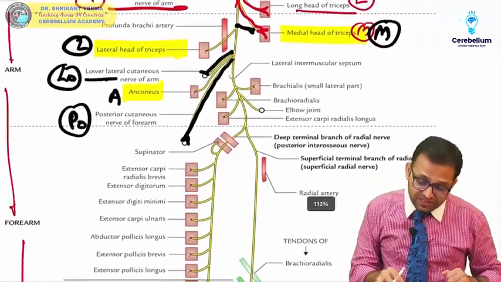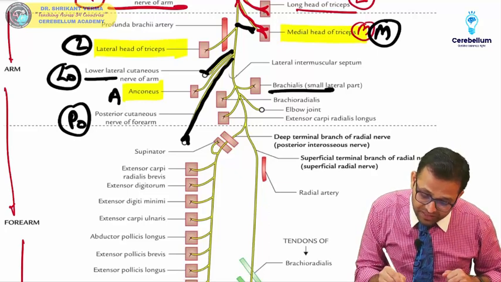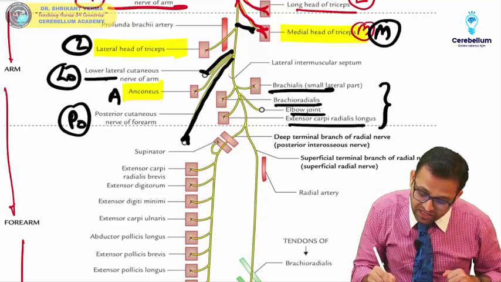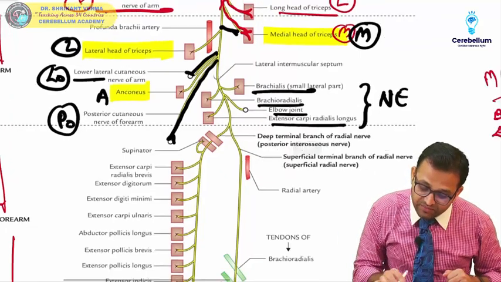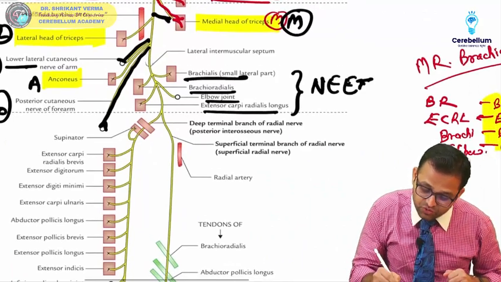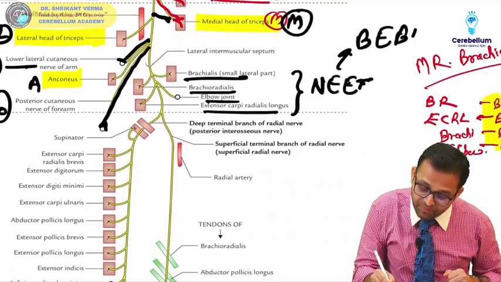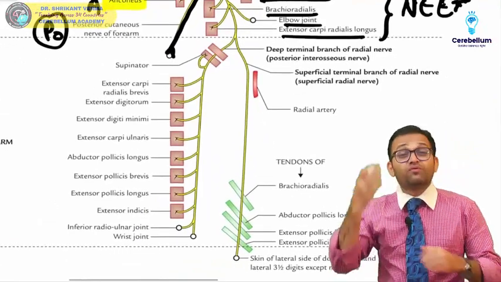Now see, below the radial groove it is giving the brachialis, brachioradialis, elbow joint, and extensor carpi radialis longus. You can remember this is a NEET PG question. Your mnemonic is bebe. Okay, now come to the forearm part.